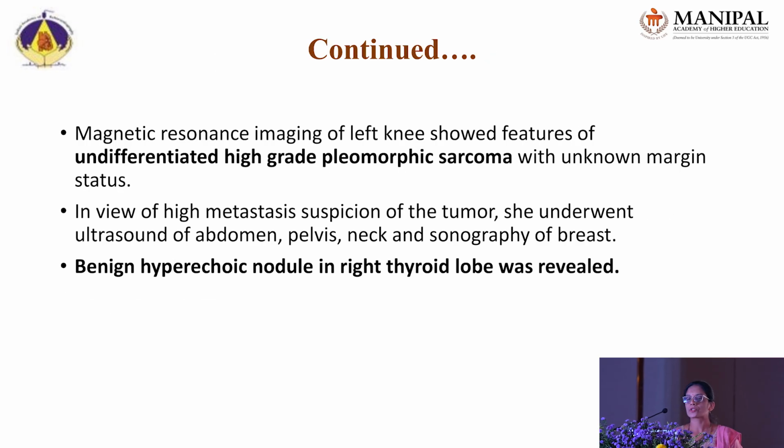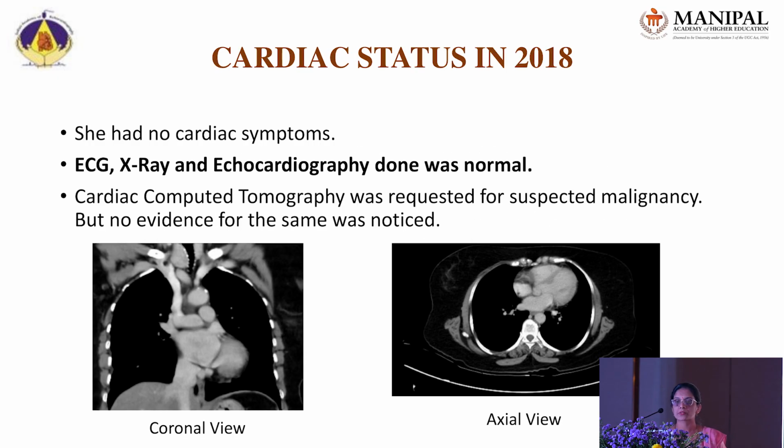MRI showed features of undifferentiated high-grade pleomorphic sarcoma with unknown margin status. In view of high suspicion of metastasis, she underwent an ultrasound of abdomen, pelvis, neck, and sonography of breast. A benign hyperechoic nodule in the right thyroid lobe was revealed. She had no cardiac symptoms. ECG, X-ray, and echocardiography were normal, and cardiac CT was requested for suspected malignancy, but no evidence for the same was noticed.